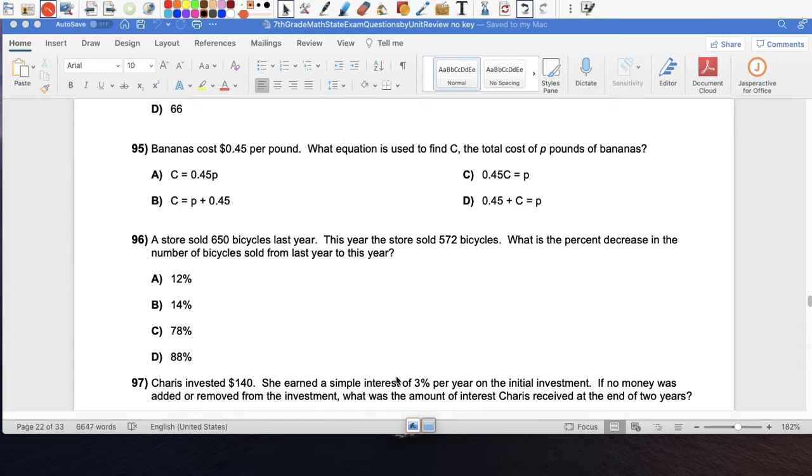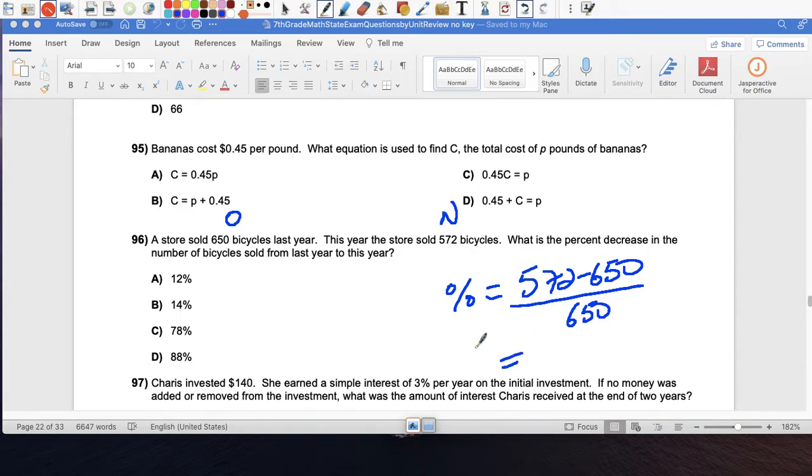96. Another percent of increase or decrease. So this year is the new and this is the old. 572 minus 650. Notice that we're going to get a negative, but they don't use that. Over 650. So 572 minus 650 divided by 650, and we get 0.12, which you change to a percent, becomes 12%.